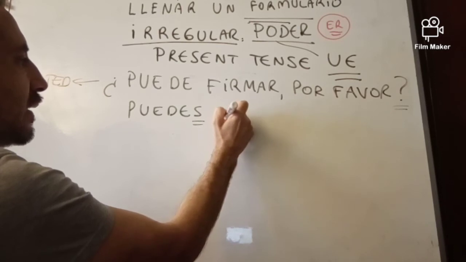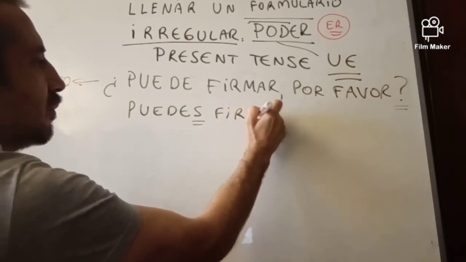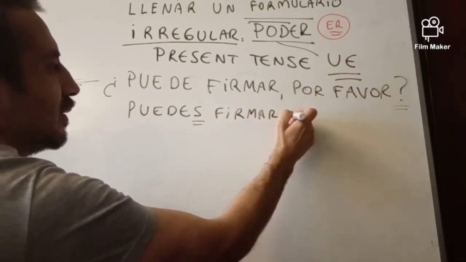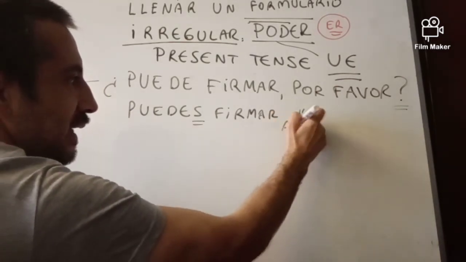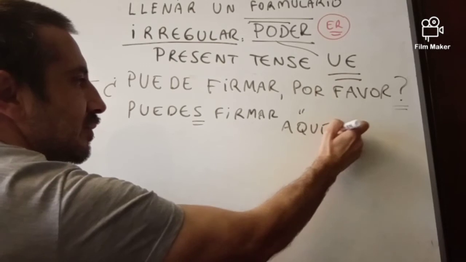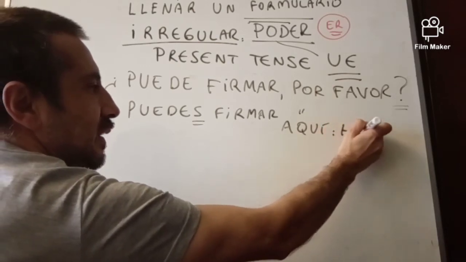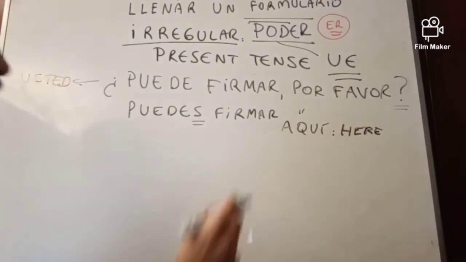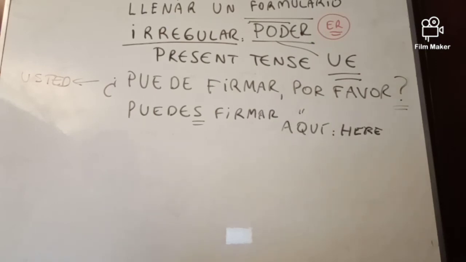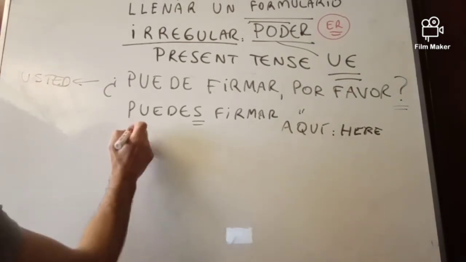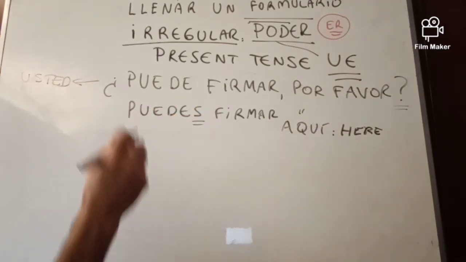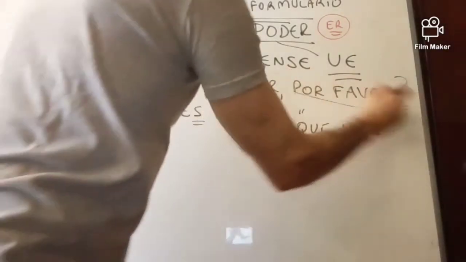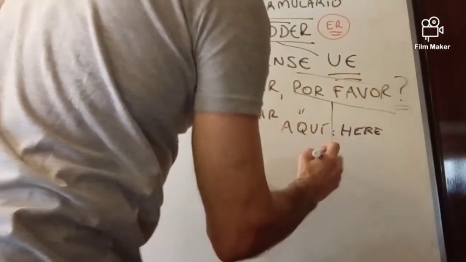¿Puedes firmar, por favor? O puedes firmar aquí, por favor. Aquí means here. And he or she will indicate you where to sign. Puedes, yes, that's the typical question. And por favor means please.